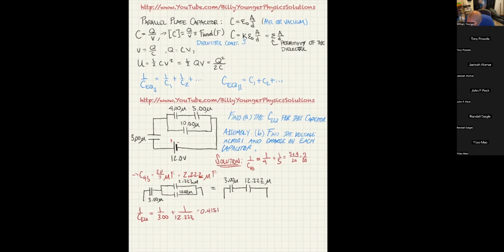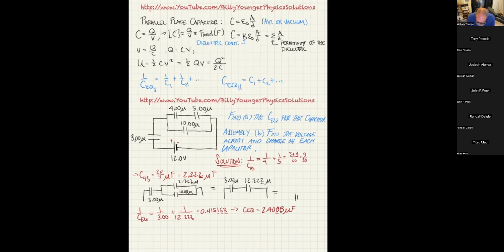So 0.41553, way more sig figs than necessary. We're supposed to have 3 sig figs, so these are extra. Now I'm going to say that C equivalent is, of course, 1/that. So I'm just going to raise that to the -1 power. And that gives me 2.4088 microfarads. Of course, I don't have a drawing next to this one, so I actually have to put the farad on there. So this turns out to be the equivalent circuit.